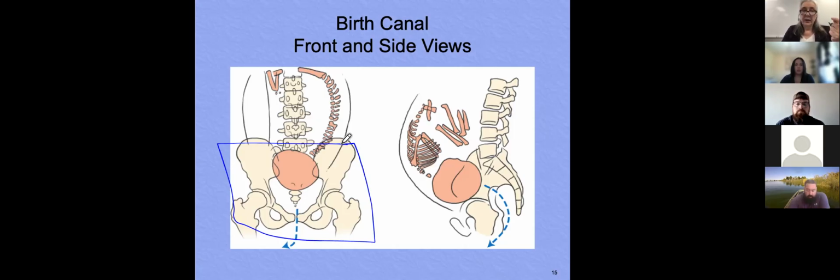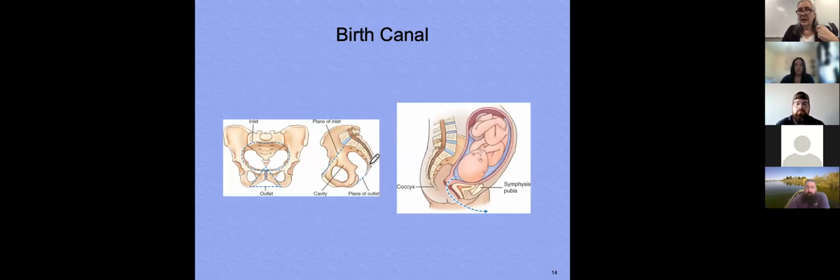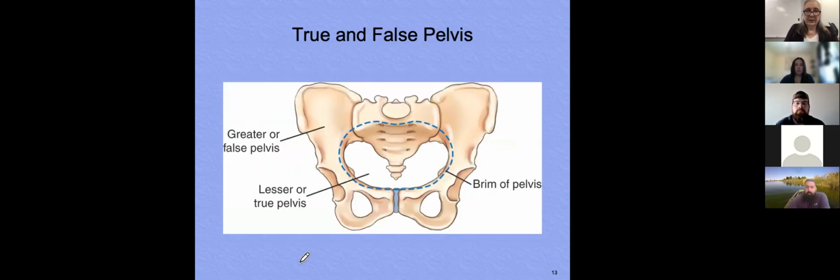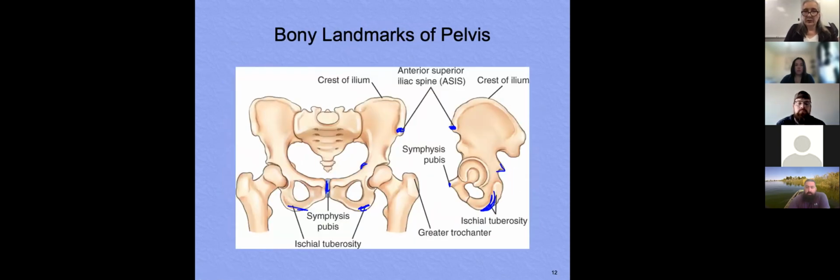Okay. But anyway, so we used to do pelvimetries. We don't x-ray them anymore. Now they just do ultrasounds. Okay. So that they don't have to worry about the radiation.